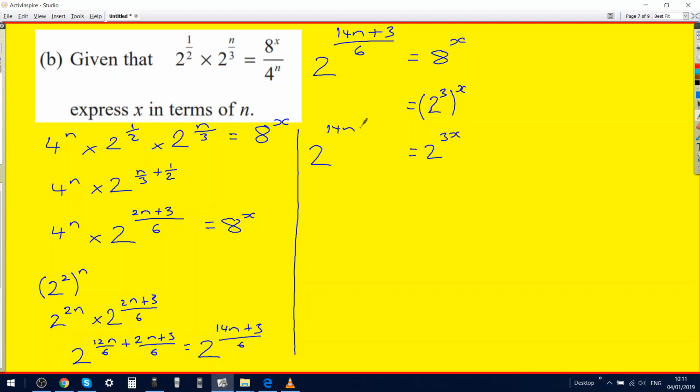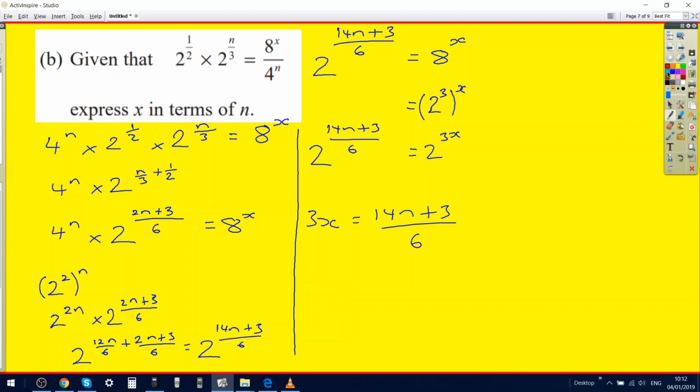Okay. And so basically, you see how this is 2 to the power of something is equal to 2 to the power of something else? So what do you know about those two powers then? Yep. And it might be easier: divided by 3 is the same as times a third. So what would that be?